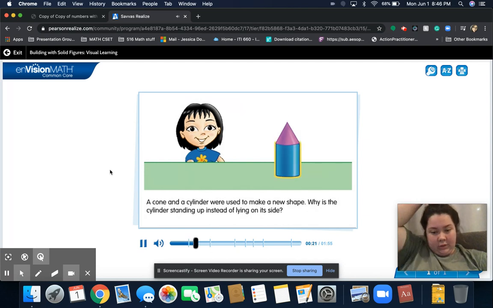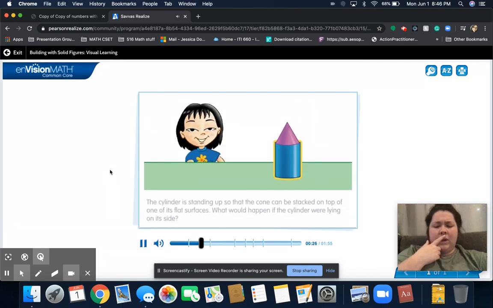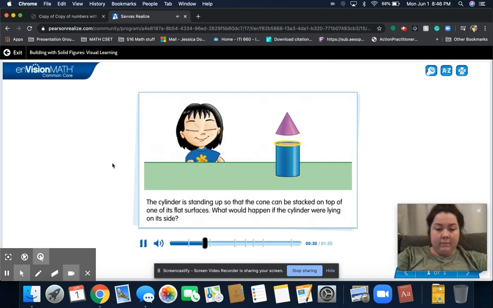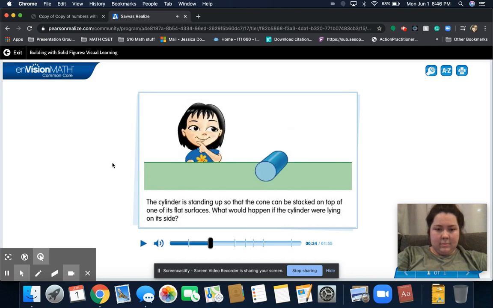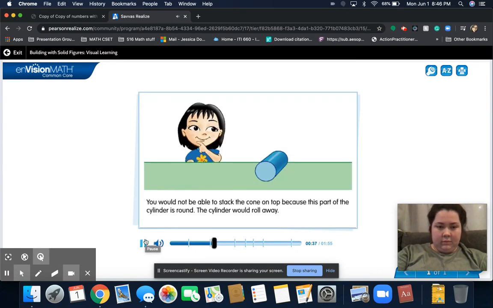We can see the cone is on the top. Why is the cylinder standing up instead of lying on its side? Why would we not turn it? The cylinder is standing up so that the cone can be stacked on top of one of its flat surfaces. What would happen if the cylinder were lying on its side? If we turned the cylinder this way, scholars, what would happen? Is it on a flat side or a curved side? You would not be able to stack the cone on top because this part of the cylinder is round. The cylinder would roll away.